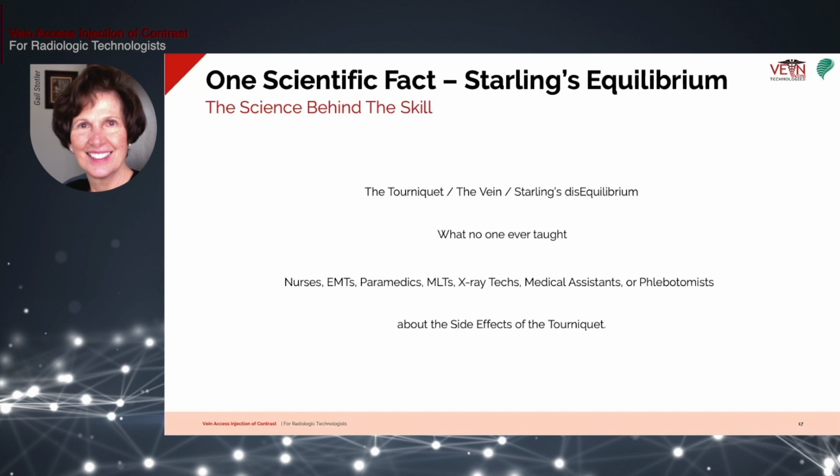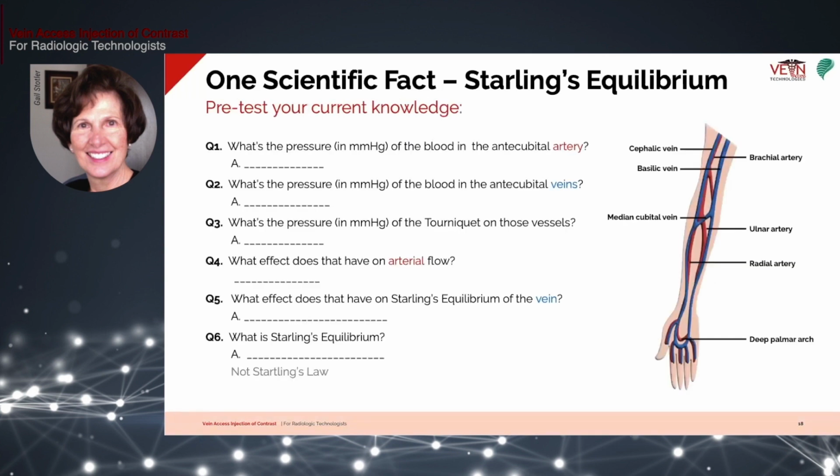So the science behind the skill: with respect to this science, we're going to look at the tourniquet, the vein, and Starling's disequilibrium, as it were. And this is information that nobody has ever, to my knowledge, in any book that I can find, taught any of the allied health people, no matter what field or domain you're in, of what discipline in the practice of medicine. But there are side effects to the tourniquet. It's not just a matter of that thing hurts. There really are side effects to it. But first, let's pose some questions, see if you know the answers. And if you don't, then we're going to search for those as we go through this.